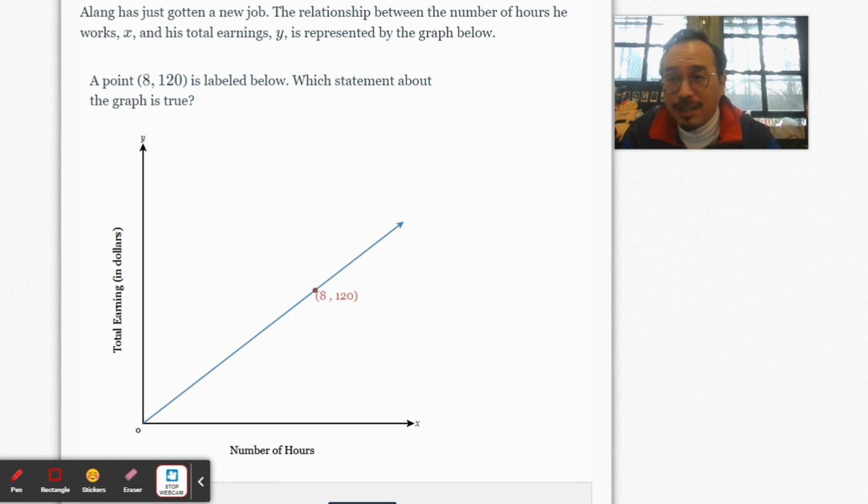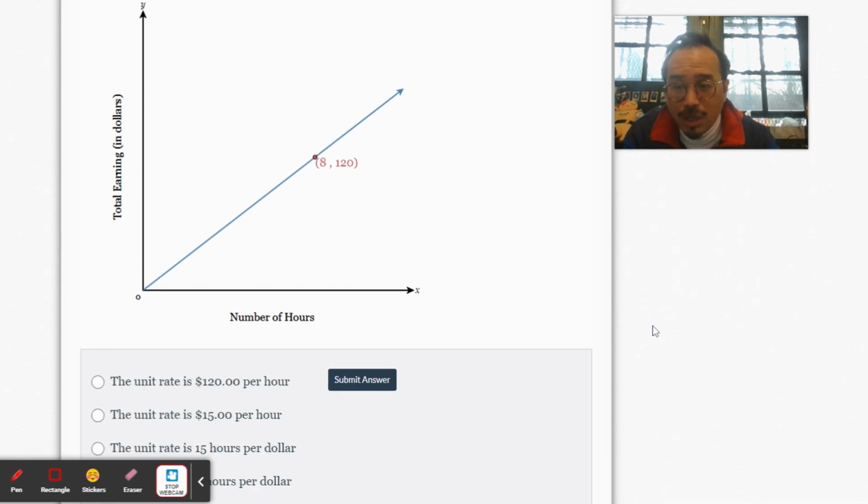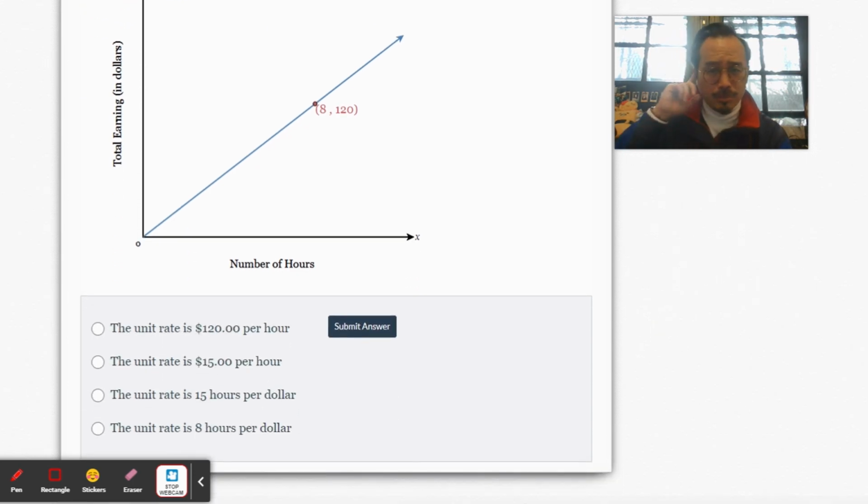I'm reading, okay? Alan has just gotten a new job. The relationship between the number of hours he works, x, and his total earnings, y, is represented below. Point (8, 120) is labeled below. Which statement about the graph is true? Okay, so now this one, we don't really need to make the screen any bigger because they gave you the point to look at. So what I'm going to do right now is grab my calculator.